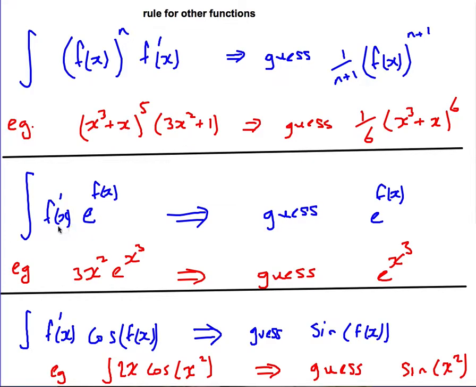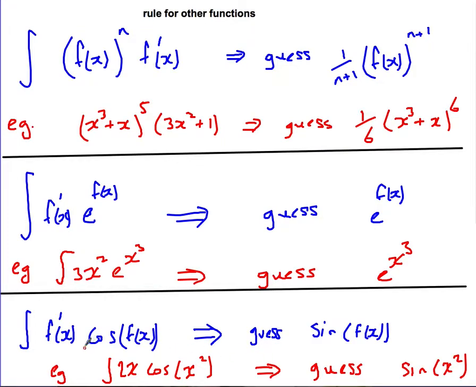For the second sort of function, where we've got e to the f of x times by f dash x, we just guess e to the f of x. So in this case here, I've got 3x squared e to the x cubed, and if I want to integrate that, so let's put an integral sign there. So if I'm integrating this, well, again, I just guess e to the x cubed. So there we go, I've got the differential and then this function here. I just guess e of the function.